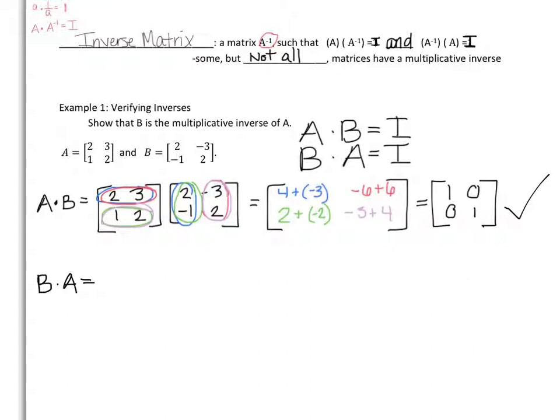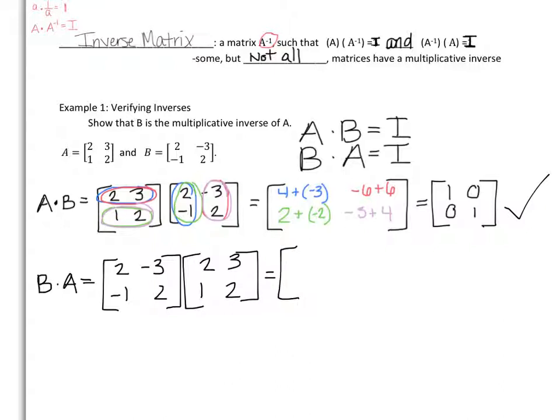All right, so let's do B times A. So that would be 2, -3, -1, 2, times 2, 3, 1, 2. If this also comes out to be the identity, then we're doing good.